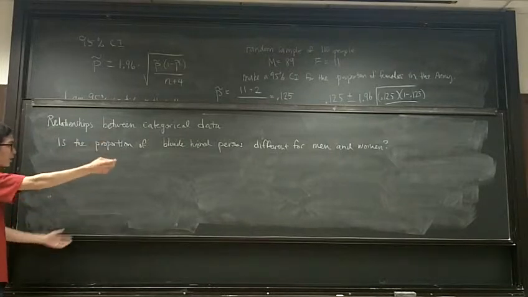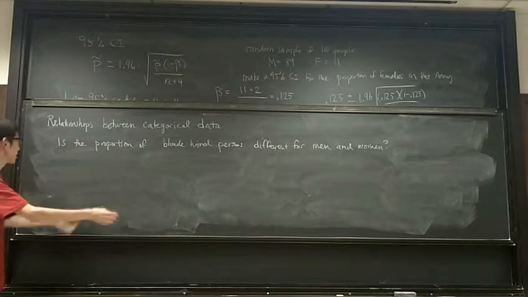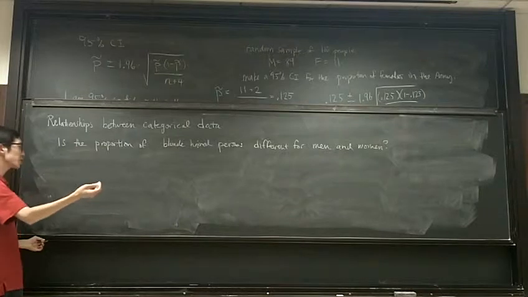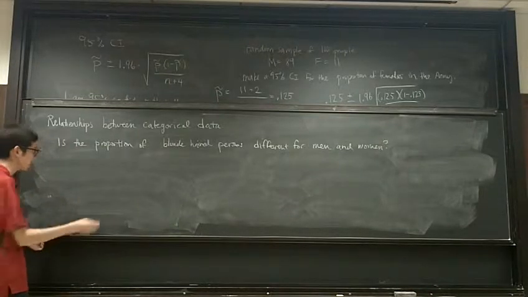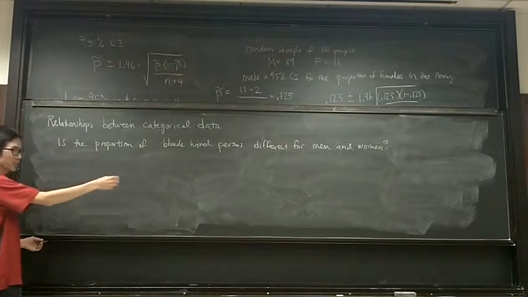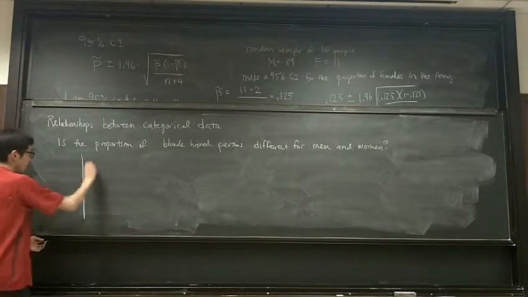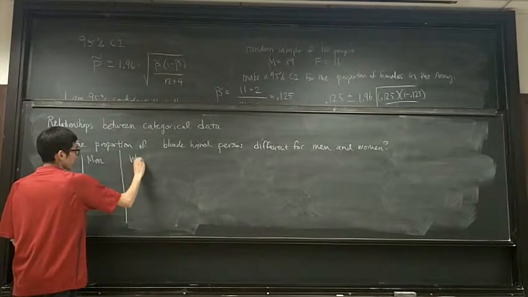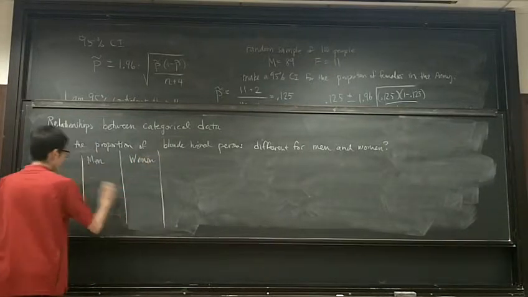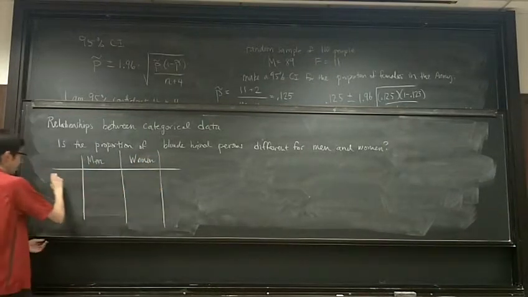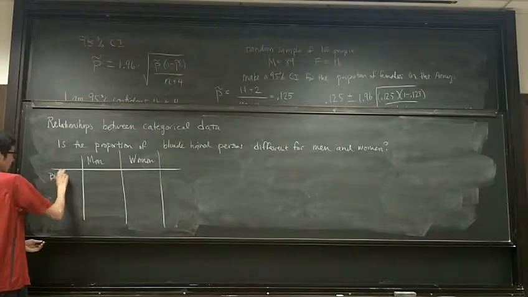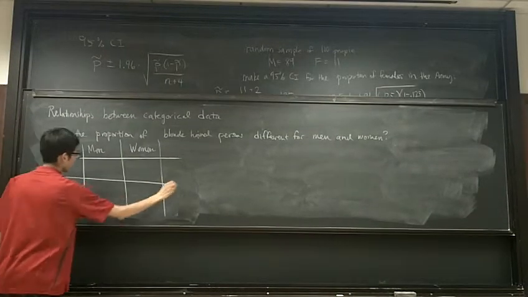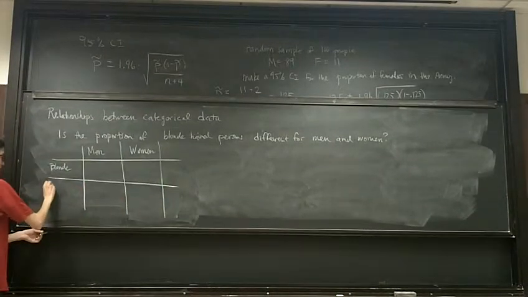Okay, so the way we gather data here, a lot of times it's summarized in a two-way table, or a contingency table. Okay, so we might say men, women, we'll say blonde, not blonde.